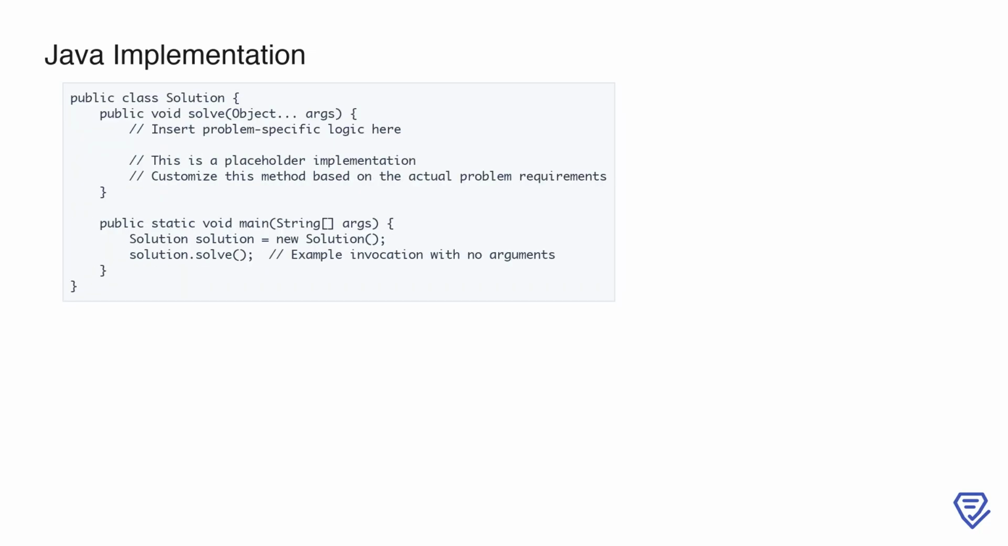This is the Java implementation of the placeholder logic provided in Python for the unspecified problem. The class structure mirrors the Python solution, with a method solve that accepts a variable number of arguments, Object... args, to accommodate any input types. Java-specific features like the use of the main method for execution and explicit type declarations are included. This template can be expanded once the exact problem details are known.